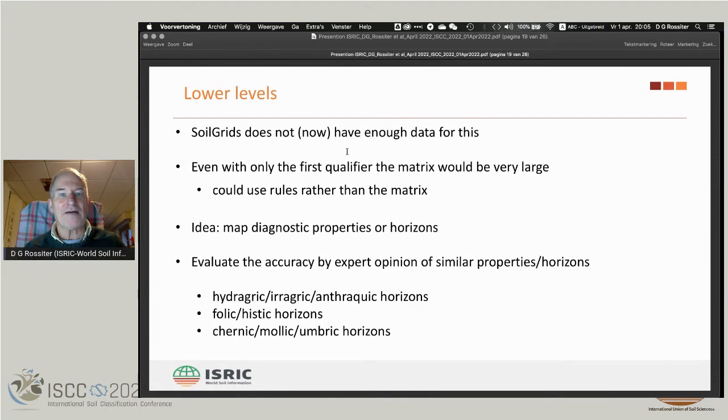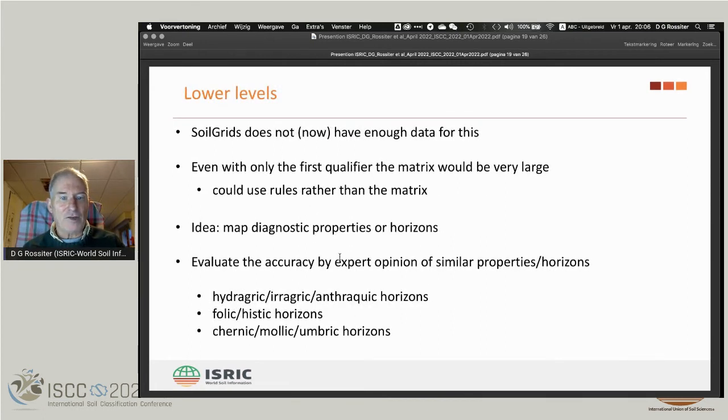At lower levels, we do not have enough data for this in SoilGrids. And if we use the first qualifier, even with that, the matrix would be huge: 300 by 300, I don't know, 600 by 600. So probably in that case, instead of using the matrix directly, you would use some kind of rules. We have an idea that instead of mapping the lower levels of the World Reference Base, we might just map diagnostic properties of horizons. We think that might be easier. Not going to the full classification, but asking, do we have enough information to say we have a ferralic horizon, for example, or some diagnostic properties.